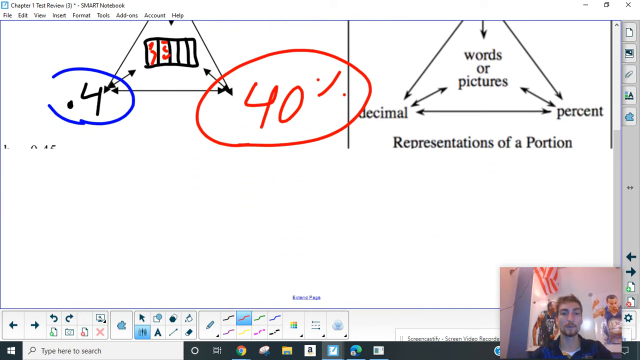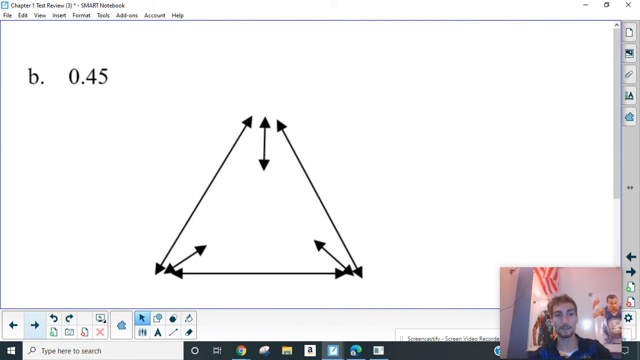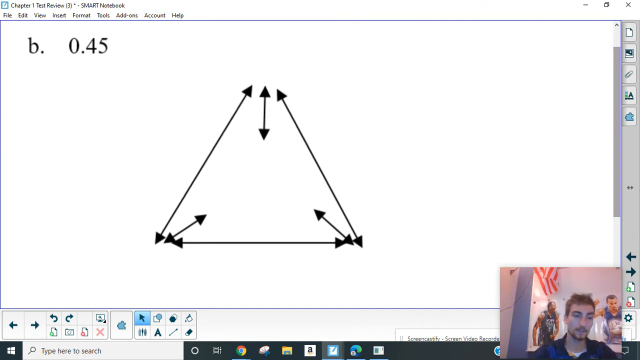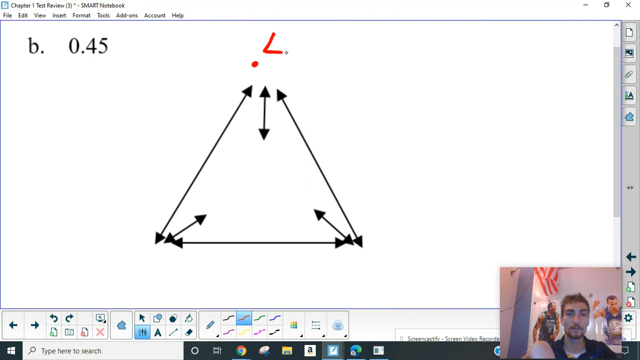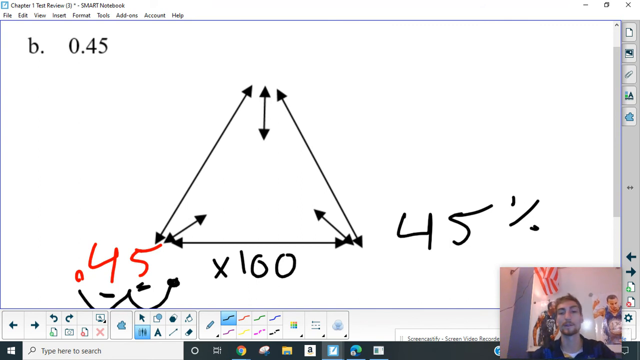Nice. Now we're moving on to, hopefully, the last problem. 0.45. So right away it gives me the decimal. I'm going to write it down here. That way we stay consistent. And now if I want to make this into a percentage, I can simply multiply it by 100 because percent means out of 100. Here we have the tenths place, we have the hundredths place. So 45%, if we move that decimal place over 2 spots or multiply by 100.